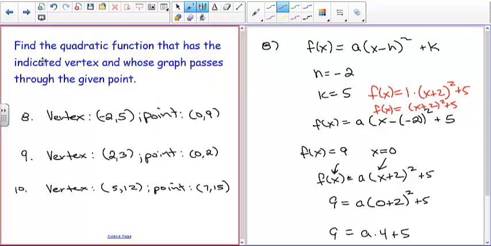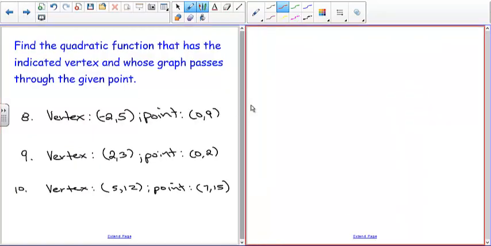Okay, so the rest of them are the same. Same kind of process. So number 9, the function is going to be a times x minus h squared plus k. We want to figure out what a is given this information.